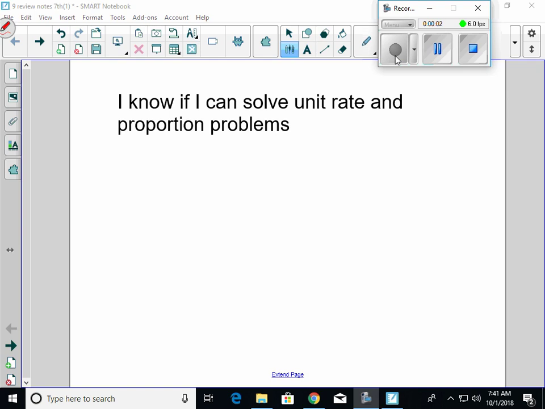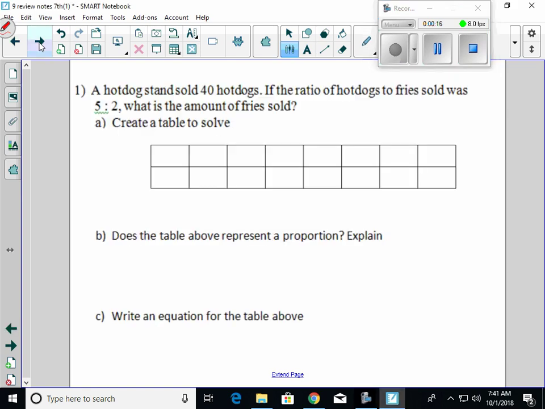Okay, the goal for today, I know if I can solve unit rate and proportion problems. So really we're taking a step back today to see what you know and what you still need to study. Okay, so this is the point where you're a little self-aware of what you can do. Okay, so we're just going to go through some review problems together.